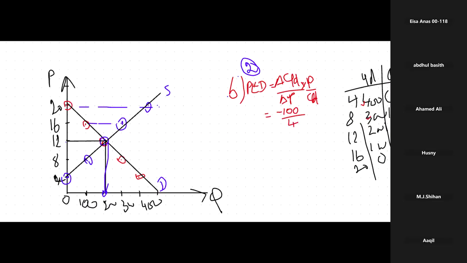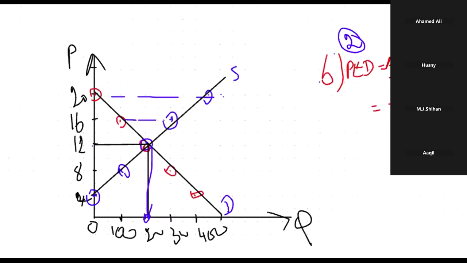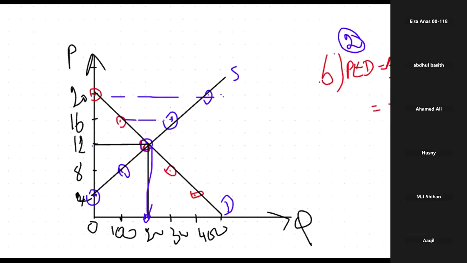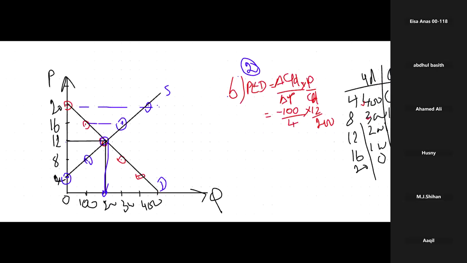And you are required to calculate PED at equilibrium. Therefore, price must be the equilibrium price, that is 12. Quantity must be the equilibrium quantity, 200. So delta QD is minus 100, delta P is plus 4, into price, which must be the equilibrium price, that is 12, over quantity, which must be the equilibrium quantity, that is 200.